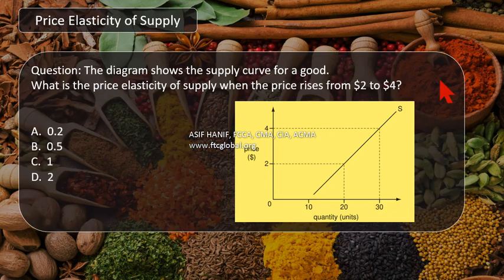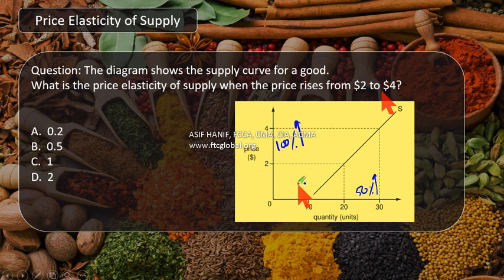Next question. The diagram shows the supply curve for a good. What is the price elasticity of supply when the price rises from 2 to 4? So when price goes up from 2 to 4, the price has increased by 100%. So change in price is 100%, whereas the change in quantity supplied is only 10. 10 as a percentage of 20 is 50%. So price has gone up by 100%, whereas quantity supplied has gone up by 50%. So you can see there is a less than proportionate change. So it means it's relatively inelastic. It has to be less than 1.